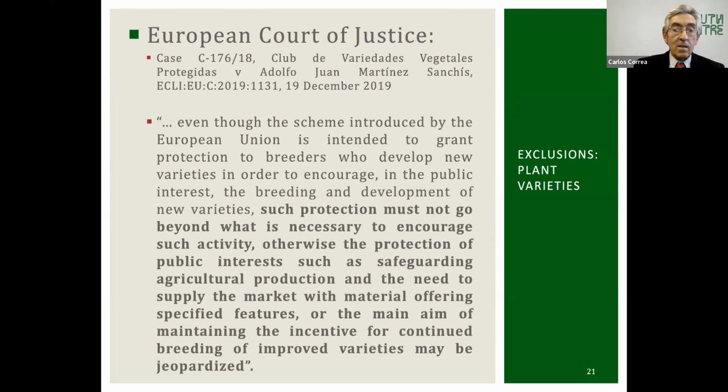It says, even though the scheme introduced by the European Union is intended to grant protection to breeders who develop new varieties in order to encourage in the public interest the breeding and development of new varieties, such protection must not go beyond what is necessary to encourage such activity. Otherwise, the protection of public interest, such as safeguarding agricultural production and the need to supply the market with material offering specified features, or the main aim of maintaining the incentive for continued breeding of improved varieties may be jeopardized. So this is interesting, that the European Court of Justice makes a call for a balance in the protection of plant varieties.